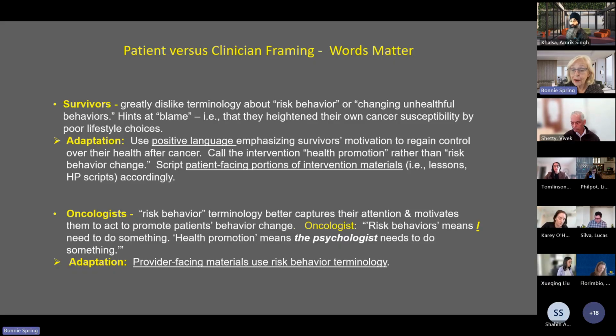On the other hand, our qualitative interviews with the oncologists said, don't talk to them about health promotion. Health promotion to them means that the psychologist needs to do something. Talk to them about risk behaviors. That means that an oncologist needs to do something. So we literally optimized in the inner setting in our EHR messaging, two different ways of messaging depending on who the constituent was. Was it the provider? Was it the patient?